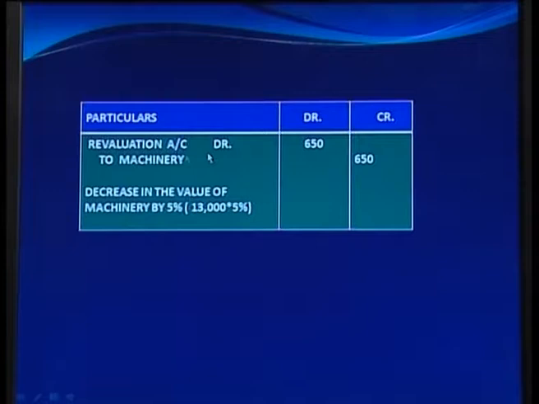Next entry is revaluation account debit to machinery. It amounts to 650 because the value of the machinery is given in our question as 13,000. So, applying 5% on the 13,000, we have got the figure of 650. There is a devaluation in the value of the asset. That means machinery has to be reduced by rupees 650 when we draft the final balance sheet after the admission of C.